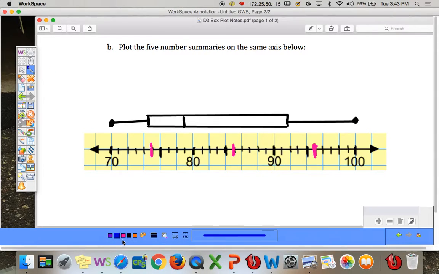And so for Bree, use pink, her minimum was 70, same as Ahmed's, but her Q1 was 71. Her median was 83.5. And her max was 96. So again, we're going to connect these.